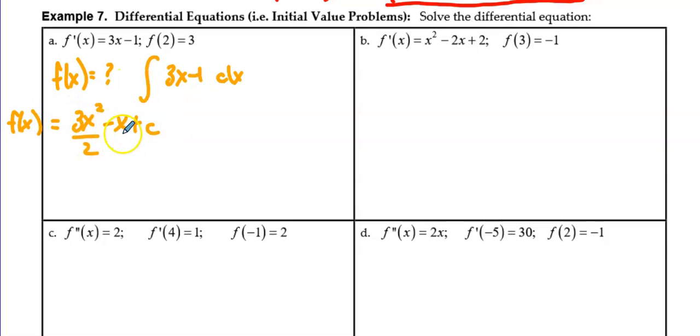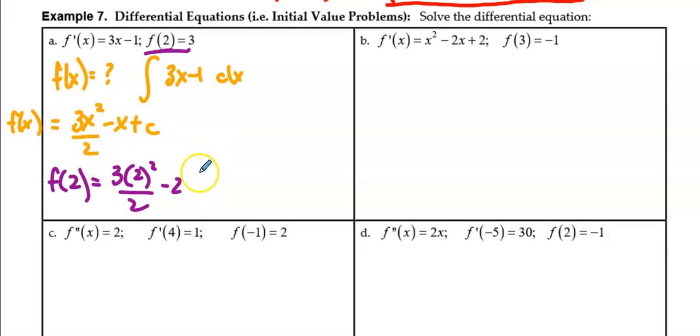So now, ladies and gentlemen, that's a great function. But now that I know this, if I plug in 2 to our function, so everywhere I see an x, I'm going to plug in 2, plus c, I'm going to get that 3. Now I'm able to find out what c is. Finally, we can figure that out. You have to be given an initial condition in order to solve this, right? You have to be given this.